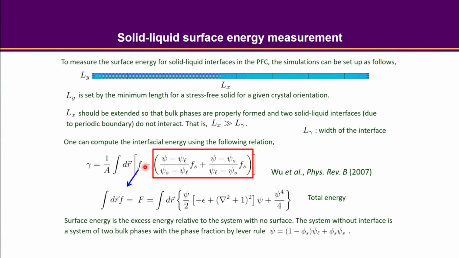And the F in the integral here over space is basically the free energy of the total system. So the first part basically is just to plug in whatever the psi field is back into the phase field free energy functional, and that's the total energy of the system. So here we simply calculate this contribution and subtract the free energy of the system without an interface. So that's the idea, right? So that's very straightforward.